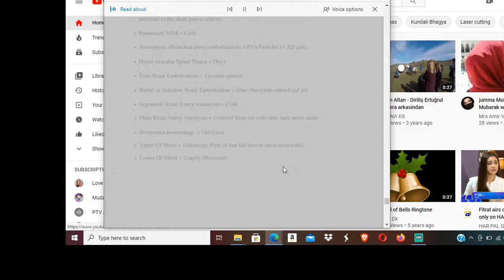Pulmonary AVM equals coils. Hemoptysis, bronchial artery embolization, equals PVA particles, 325 microns. Hypervascular spinal tumor equals Onyx. Total renal embolization equals absolute ethanol. Partial or selective renal embolization equals glue, Ethiodized oil. Segmental renal artery aneurysm equals coils. Main renal artery aneurysm equals covered stent, or coils after bare metal stent. Peripartum hemorrhage equals Gelfoam. Upper GI bleed equals endoscopy first. If that fails, then in most cases coils. Lower GI bleed equals usually microcoils.